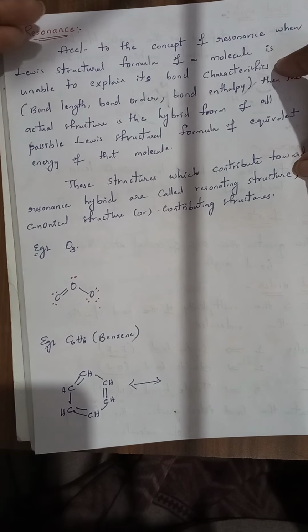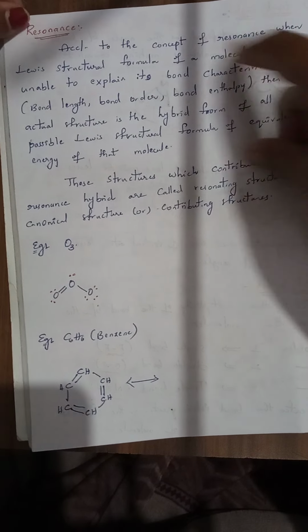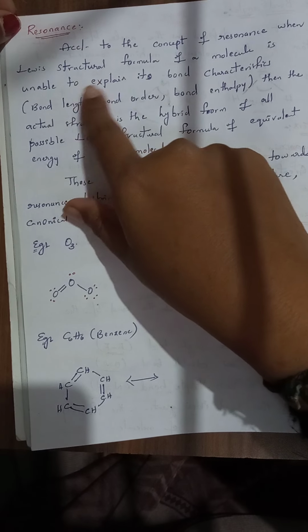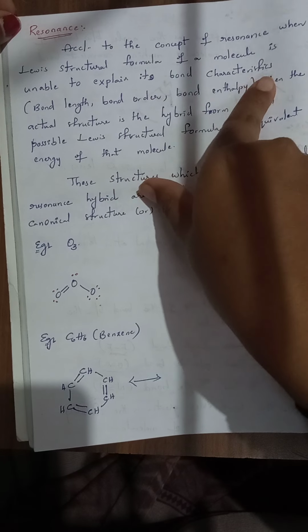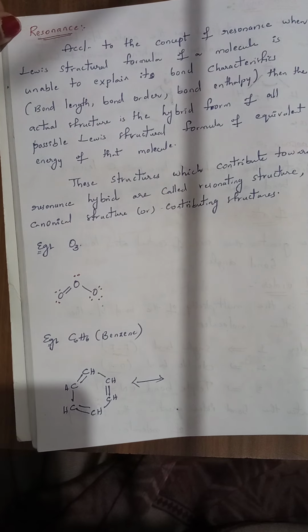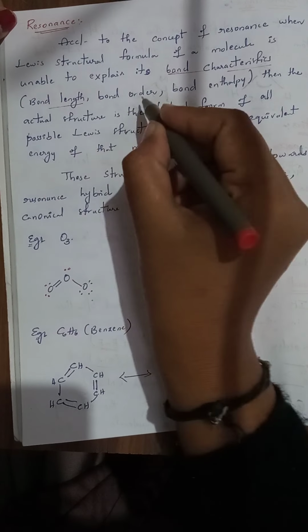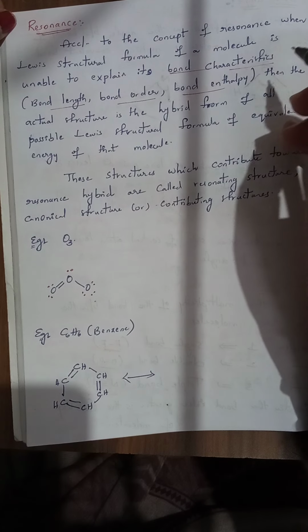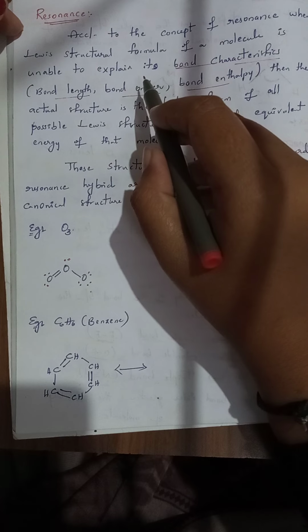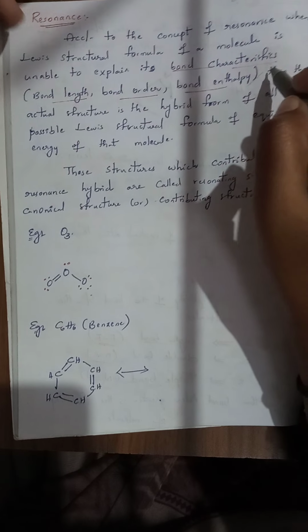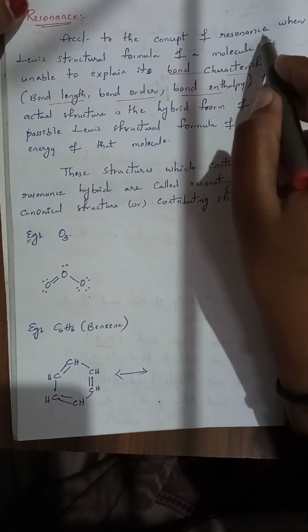So when we have to draw resonating structures for compounds, and what resonance is, we will study in this video. According to the concept of resonance, when the Lewis structural formula of a molecule is unable to explain its bond characteristics. In the last class I explained these bond characteristics, which are nothing but bond length, bond order and bond enthalpy. In some compounds, the Lewis structural formula is not able to explain all these bond characteristics. In such a case, we have to go through the resonance structure of that compound.